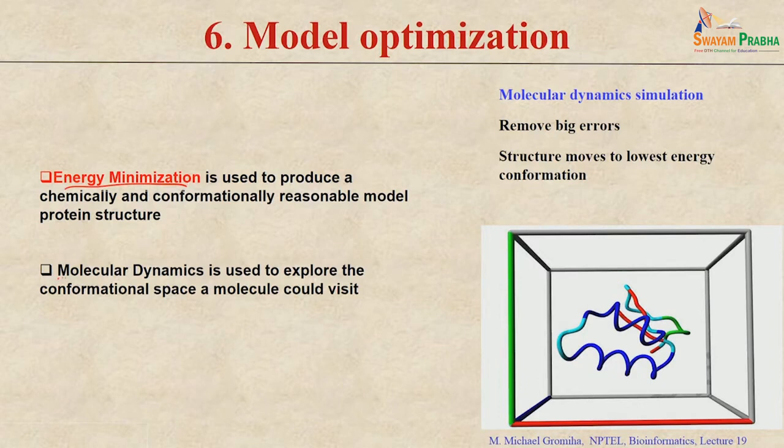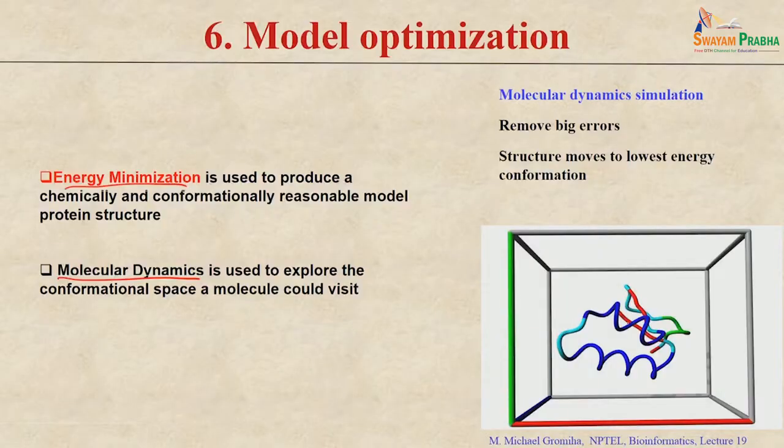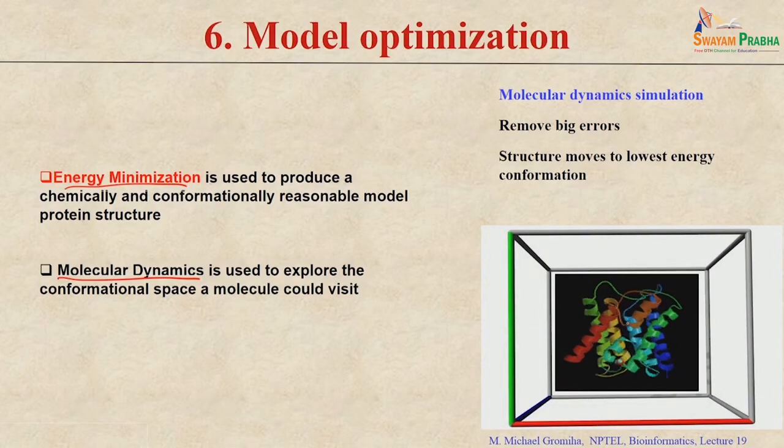Then we can also use MD dynamic simulations. You see what possible conformations your protein can visit over different periods of time. This can also help to remove large errors, and it can give a low energy conformation. So you can see this is the backbone, and if you do the dynamics, finally you get a stable 3-dimensional structure. Once you develop a completely crude model, you need to do energy minimization to get the energetically favorable structure.